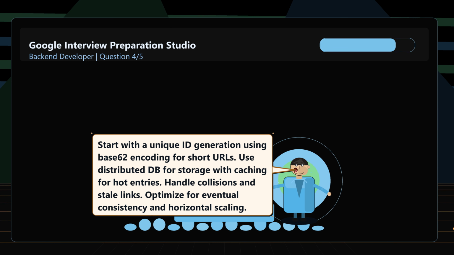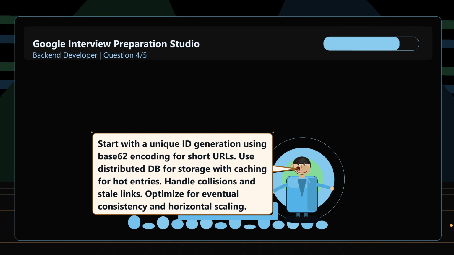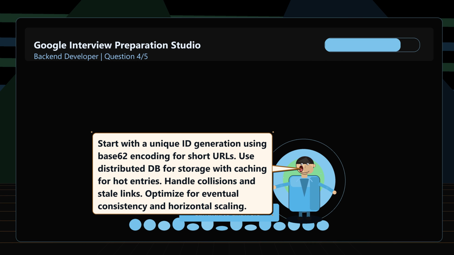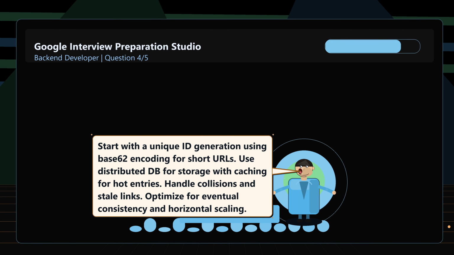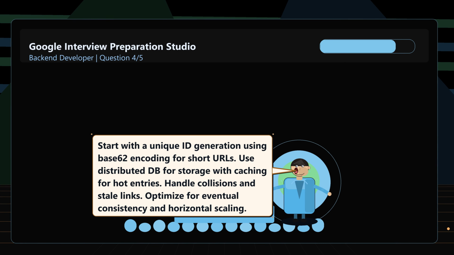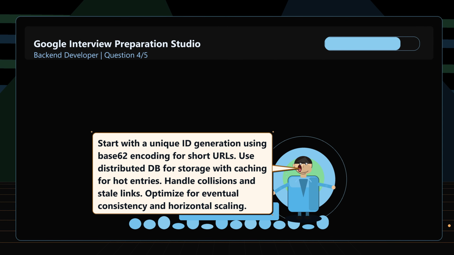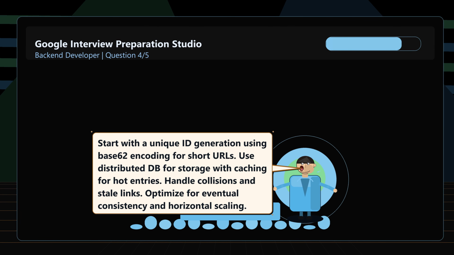Caching frequently accessed URLs improves performance. We must handle collisions with retries and clean up expired links to save space. Trade-offs include eventual consistency versus strict accuracy. This approach balances scalability, performance, and reliability while supporting horizontal growth over time.